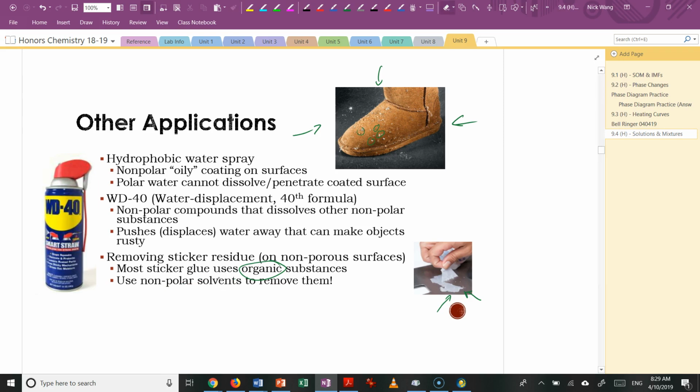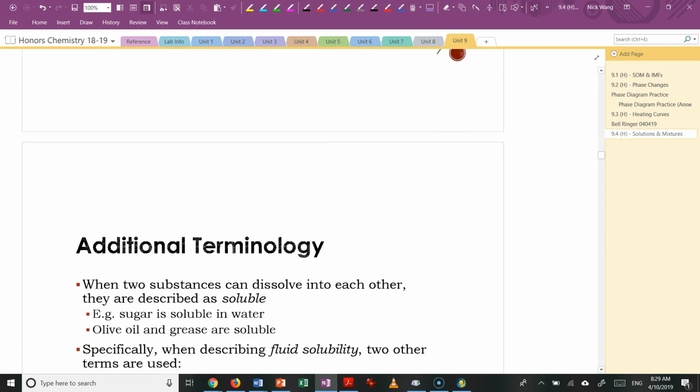Right, that's a pretty terrible line. So, non-polar solvents like cooking oil, olive oil, vegetable oil, they're all some kind of oil, which are all non-polar. Because they're non-polar, they can dissolve these generally non-polar organic glues, which you can then remove, so you don't have that unsightly sticker on that surface anymore.